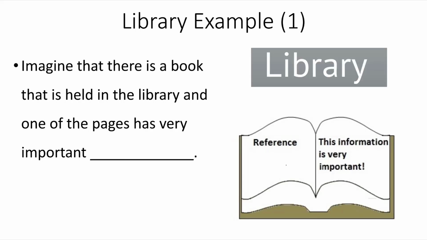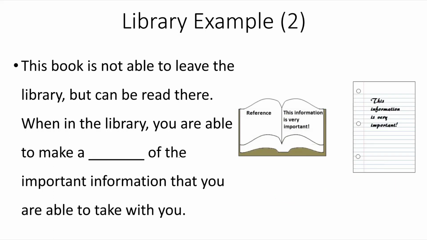So, here's an example to understand how DNA, RNA, and proteins all relate to each other. Imagine that there is a book that's held in the library, and one of the pages has very important information. So this book is in the library, it has important information, but this book isn't available to be checked out. Instead, it's a reference book. It needs to stay in the library. So this book is not able to leave the library, but you can read it there.